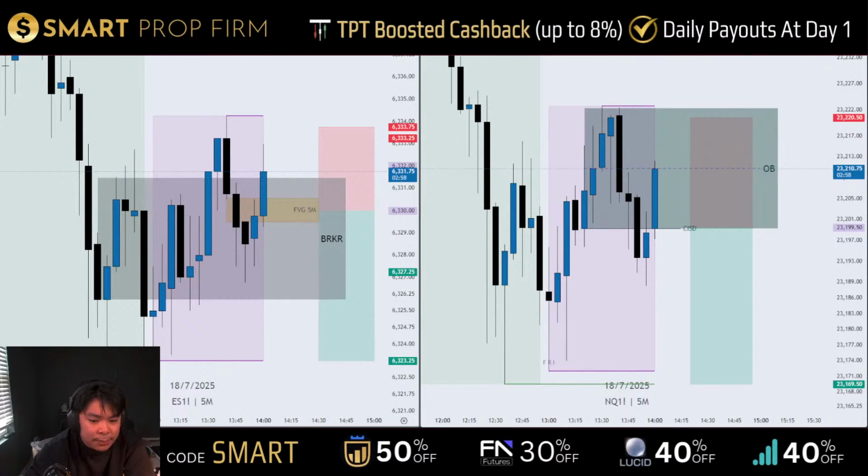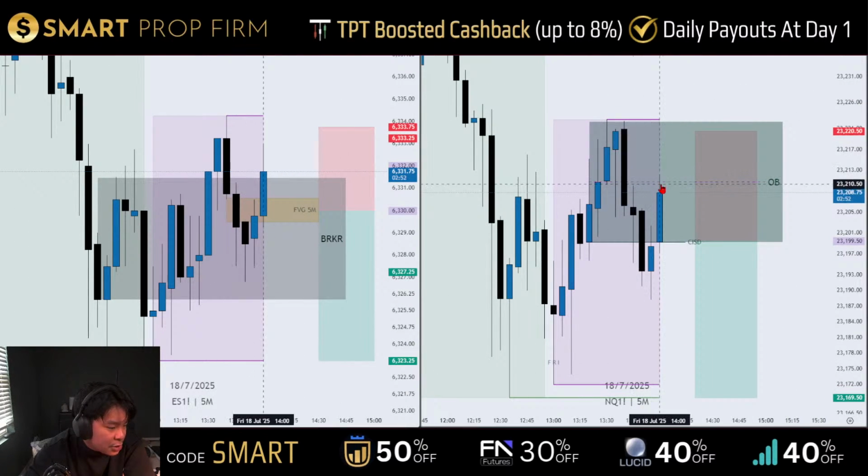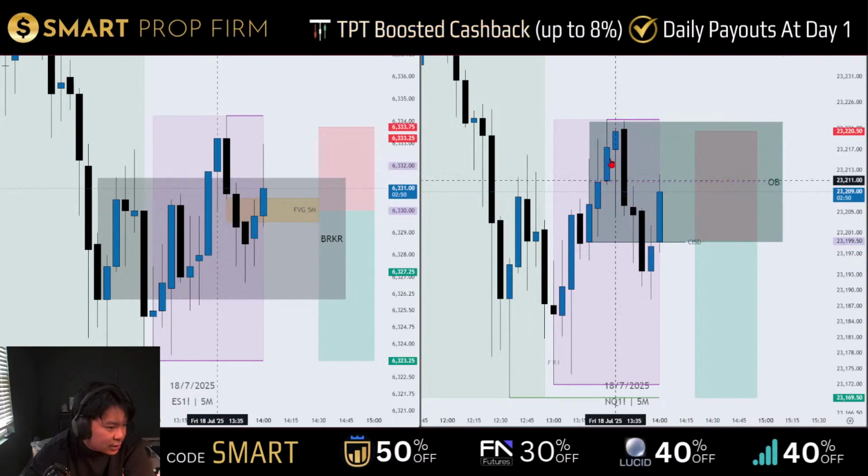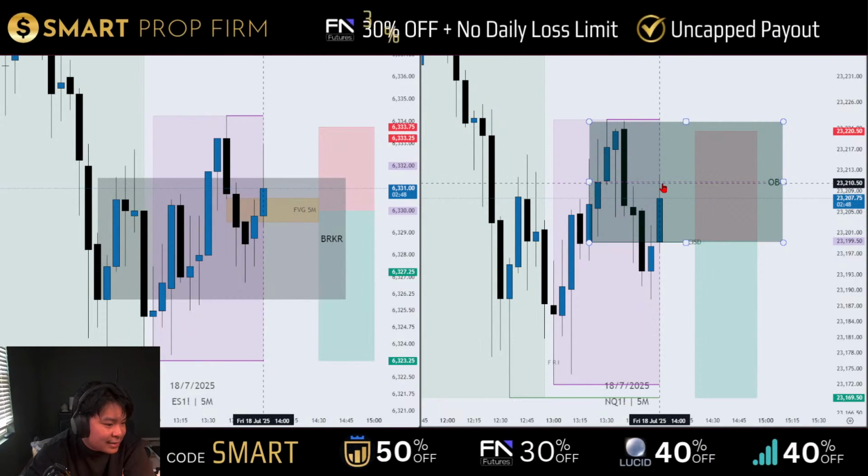NQ's not looking the prettiest. I'm not gonna lie, NQ's not looking the prettiest right now. I'm not taking the trade on NQ, but I'm just using it as a reference. Like if this is change in delivery and this is respecting, I need to see not much of a price move above this midpoint here.